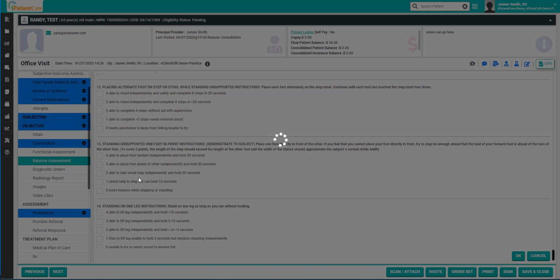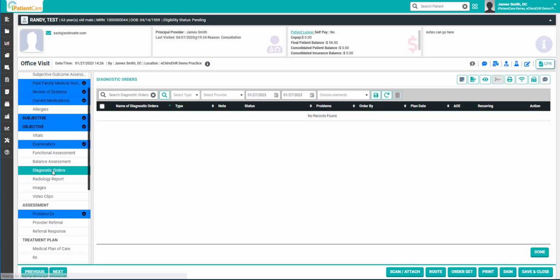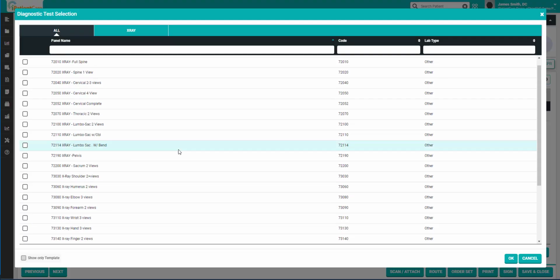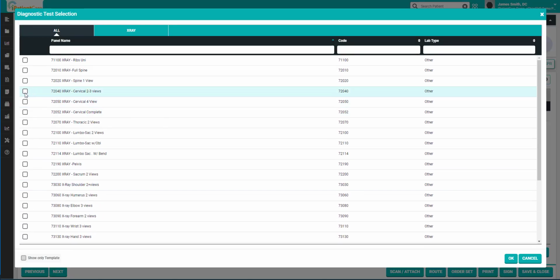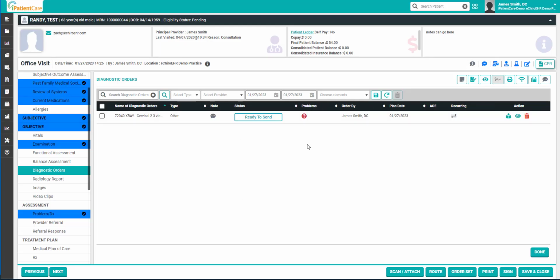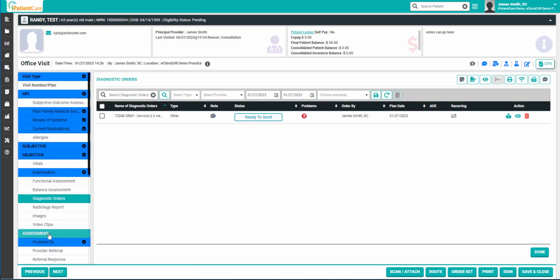Next, we have diagnostic orders. And so this is where you would be documenting what orders you need. This would be where you would be documenting your diagnostic orders, such as X-ray or any other advanced imaging that you are either performing in-house or making a referral to complete. And when this is selected in the diagnostic order section, it automatically documents it into the record, as well as documents it in charge capture, ready for billing.